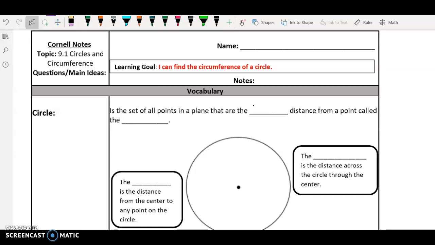We are moving on to a new chapter, which is chapter 9, Geometric Shapes and Angles. And we're going to start off with topic 9.1, which is circles and circumference. So the learning goal is that I can find the circumference of a circle.